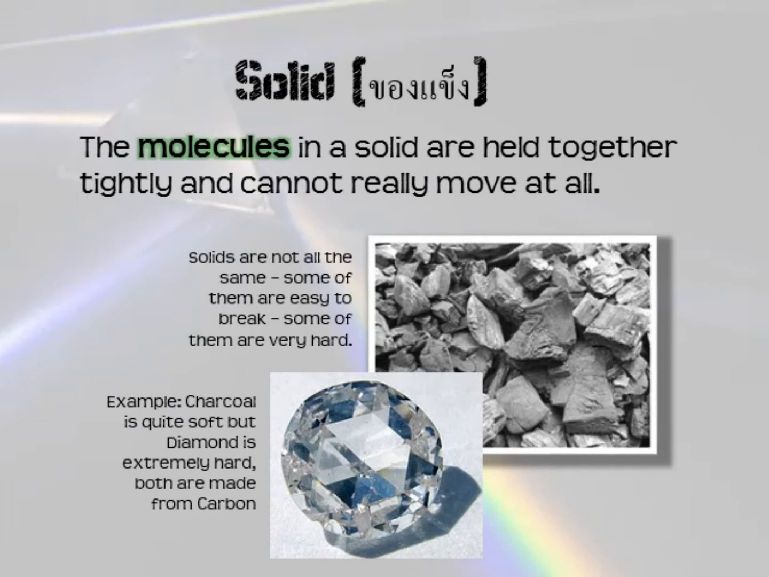So, for example, charcoal is quite soft. You can break it very easily, but diamond is extremely hard and is one of the hardest things we know. And what's very interesting is both charcoal and diamond are made from pure carbon. They are only made from carbon, but the difference is how you put those carbon atoms together.